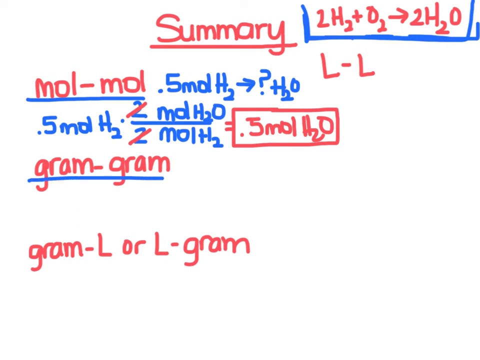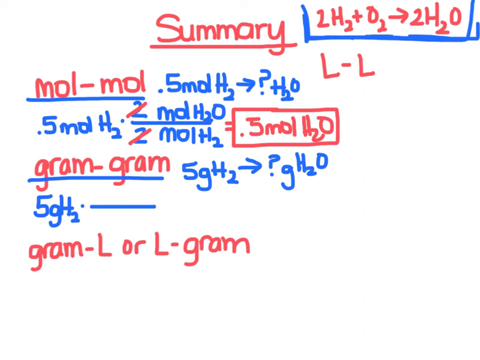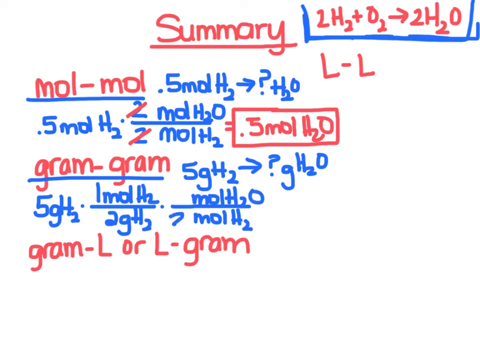Here's our second problem type, gram to gram. So let's say you're told you start with 5 grams of hydrogen, and you're asked how many grams of water you would make. All right, our first step is going to be to convert to moles, conversion step. So 5 grams of hydrogen, 1 mole of hydrogen weighs, we go to the periodic table, 2 grams. Next, our relationship from the equation, moles of hydrogen on the bottom to what we're looking for, moles of water on the top, and that's a 2-to-2 ratio.